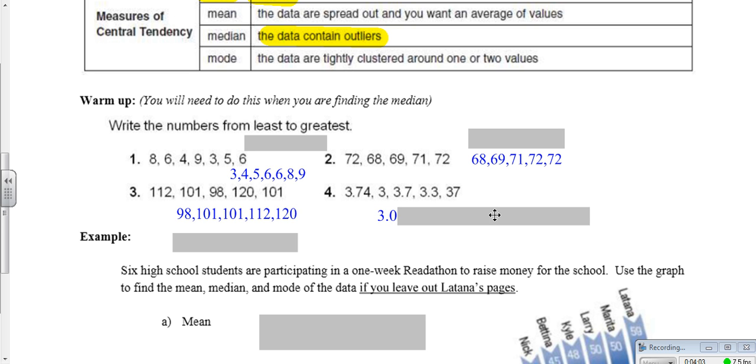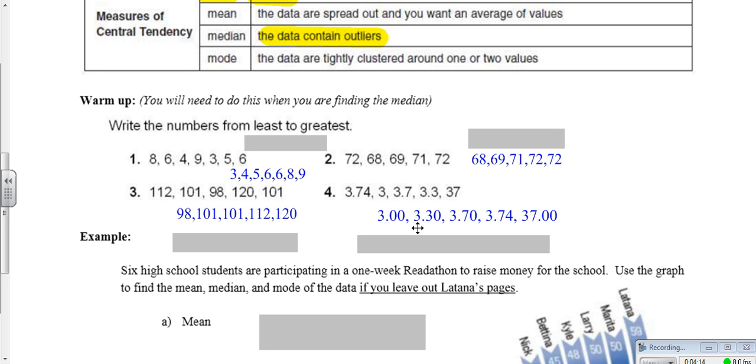So they would look like this. That's 3, that's 3.3, 3.7, 3.74, and then 37. And why do we do that? Because if we don't do that, it's harder to compare and to see which number is actually bigger than another. So you can actually then see right here, for example, that 3.74 is bigger than 3.70. Sometimes it's harder to decide when it's just 3.7 and 3.74. Harder to tell sometimes. So just a little trick of the trade.